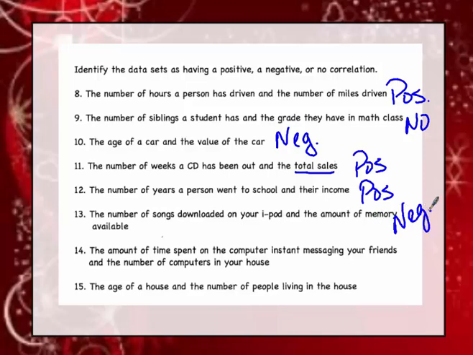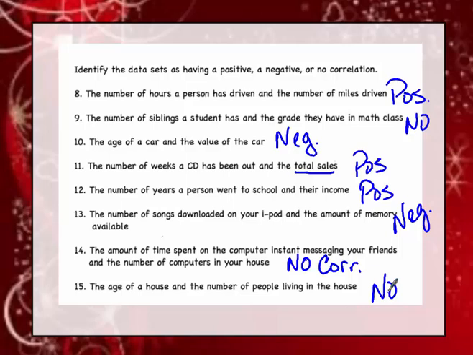Okay, and then number 14, the amount of time spent on the computer instant messaging or your device and the number of computers or devices in your house. Well, there would be no correlation here, because it really doesn't matter how many devices you have, because you're typically just doing it on one. Then number 15, the age of a house and the number of people living in the house. Again, this one would be no correlation. You can have a bunch of people living in old houses as well as new houses.